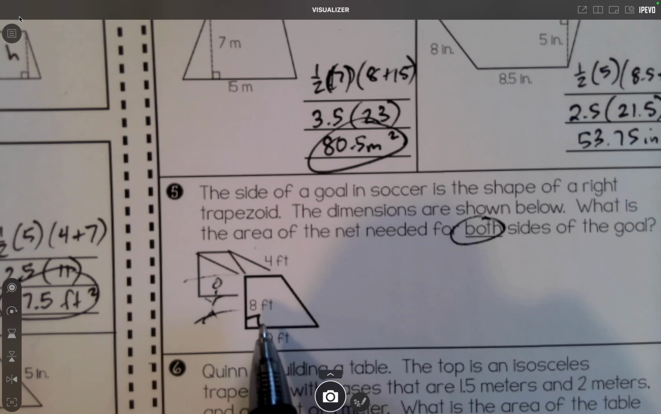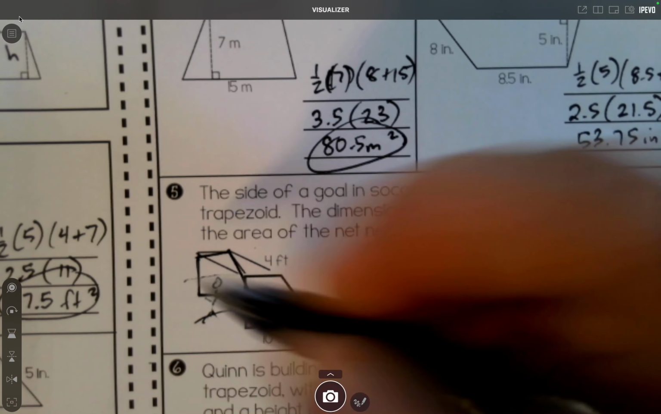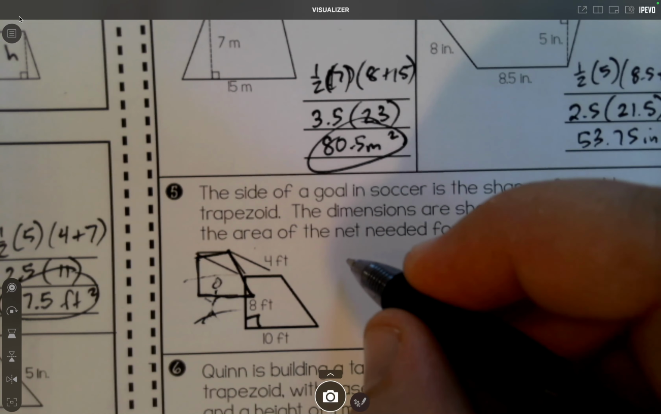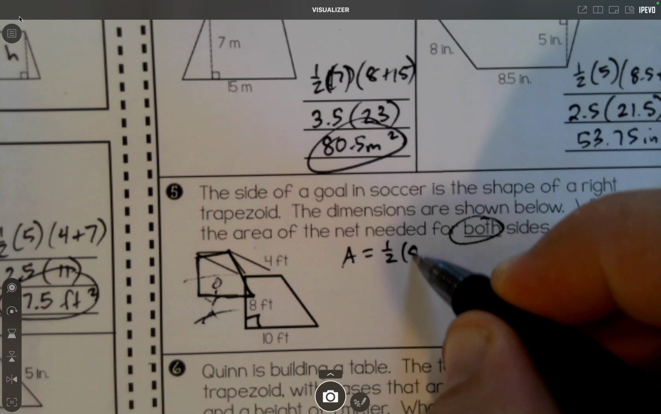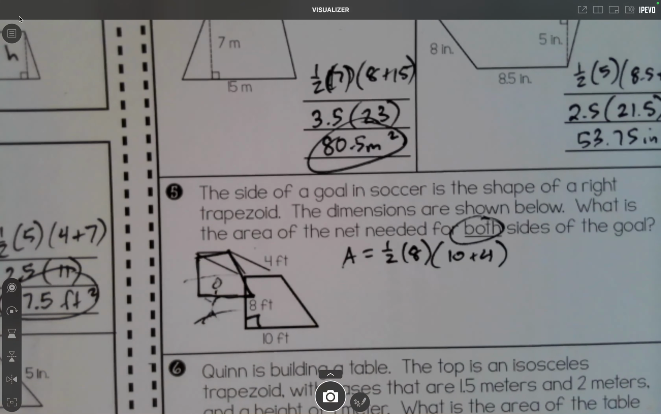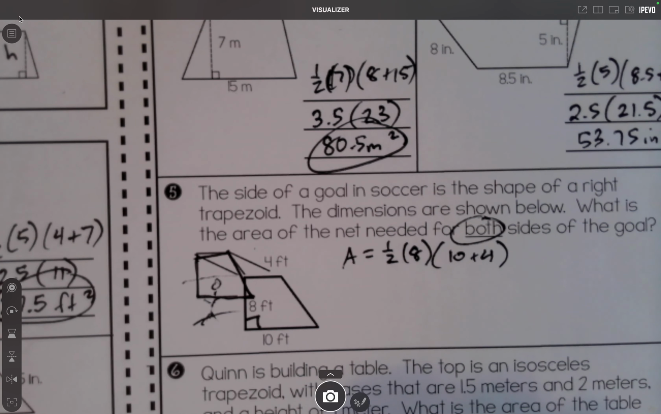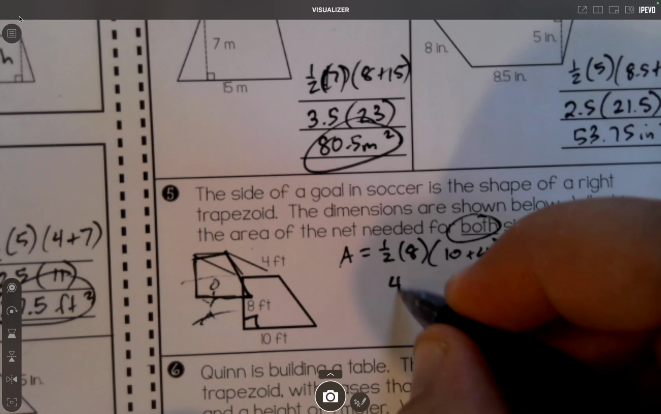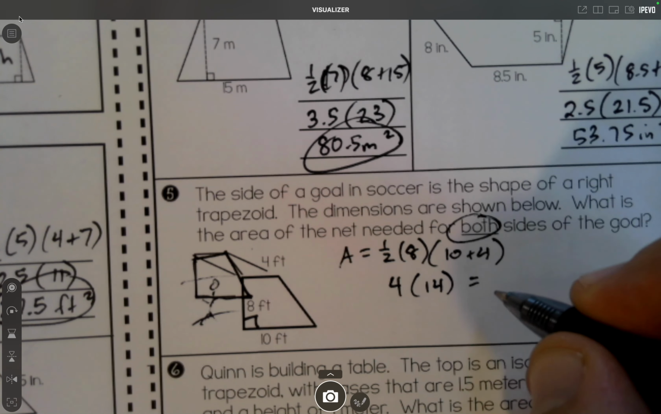So we'll first find the area of this side of the goal. Then we'll double it so we know the area of the side that's over here. We can't see quite as well. So area is half times the height, which is 8, times base 1 plus base 2, 10 plus 4. So the height is 8, the two bases are 10 and 4. And you can say 4 plus 10 or 10 plus 4, makes no difference. Half of 8 is 4. 10 plus 4 is 14. 4 times 14 is 56.